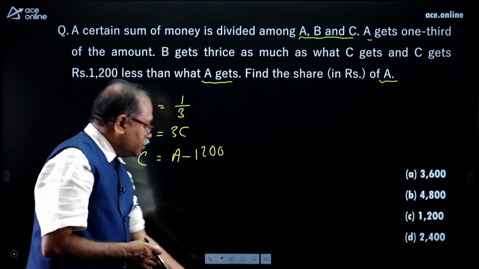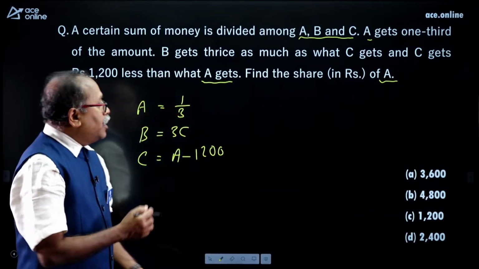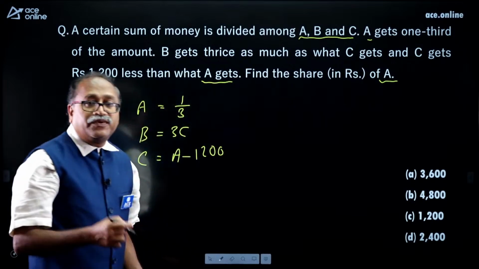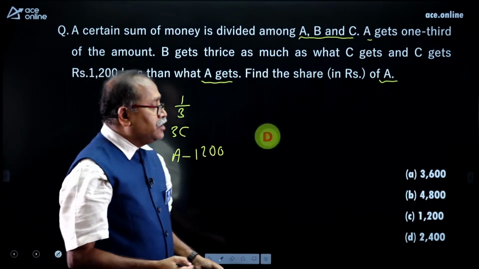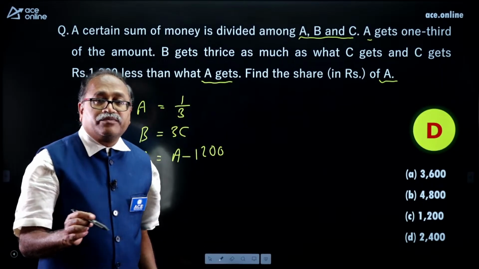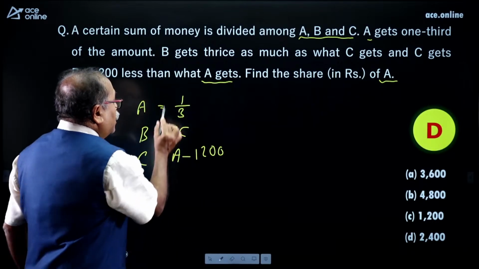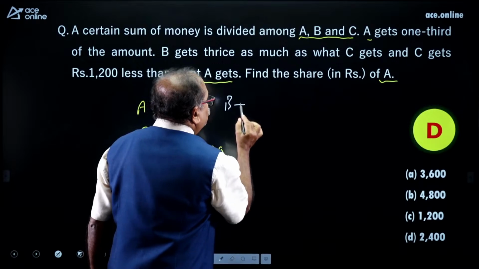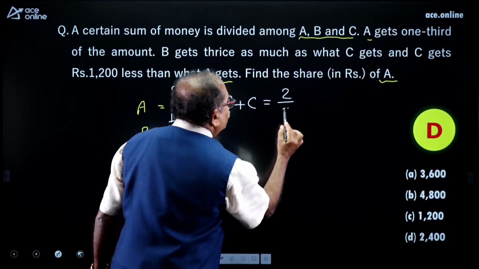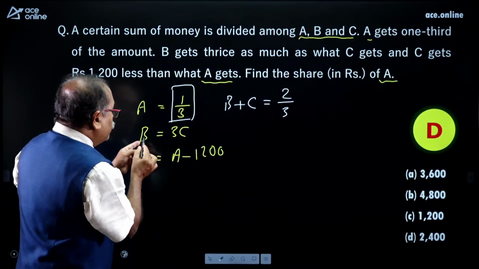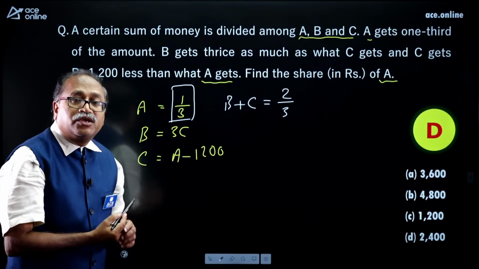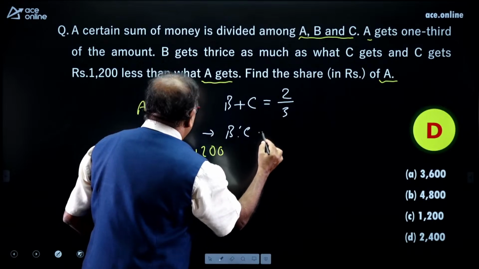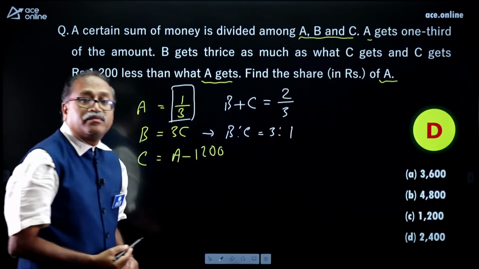Okay, fine. So, let me answer this question now. Let me check your answer first. Your answer is D. If you got option D, that's correct, my dear friends. Here I know that A got 1/3. Then what is B plus C? B plus C will be 2/3. B is to C is nothing but 3 is to 1.